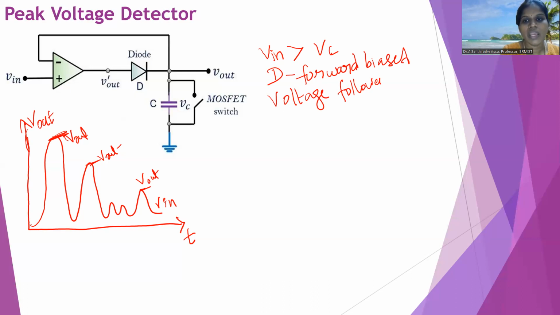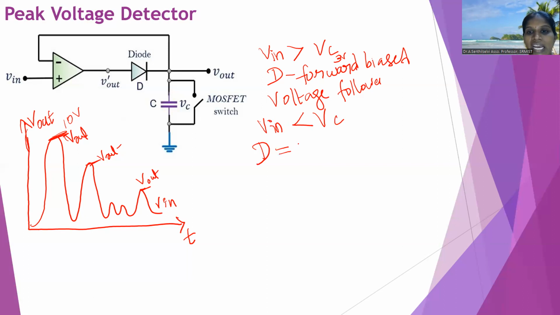For example, if the Vc initial value is 3 or 4 volts and the input peak voltage is 10 volts, it compares, and that value will be stored in the capacitor and delivered at the output. So that's why whatever input voltage we are giving, we will get as output on the output side. Then if V in value is lesser than Vc, what happens?